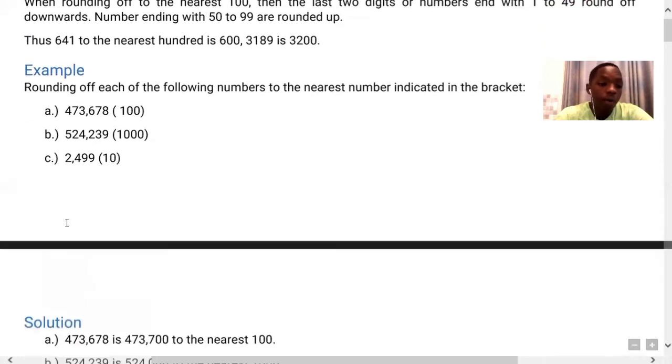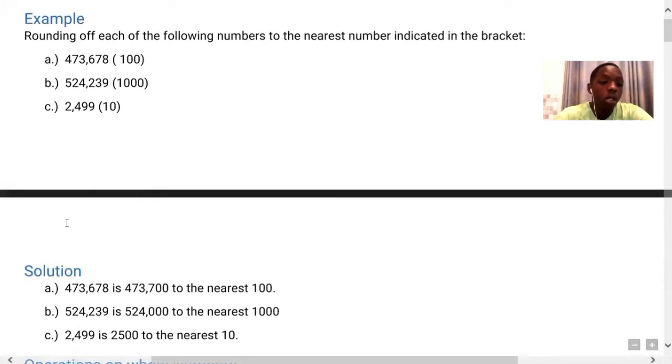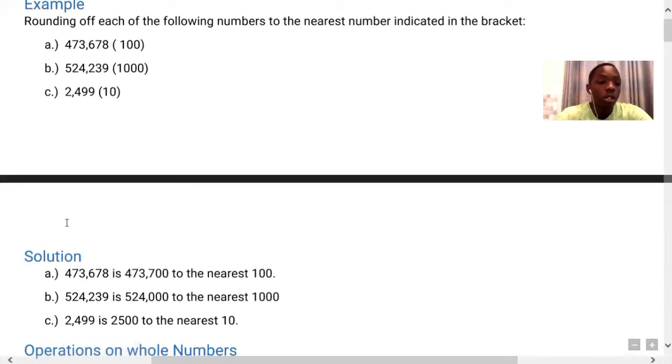So there are a few examples. 47,473,678 to the nearest 100. So what we'll do is, first we look at the last two numbers. These two numbers are above 49, so you make them zeros and add 1 to the 6.